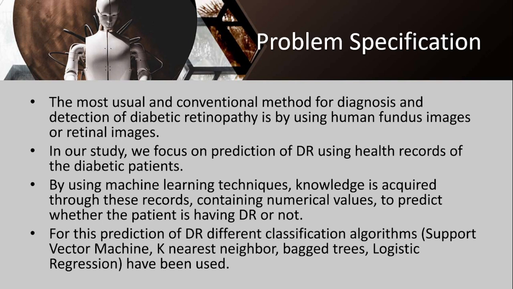Basically, by using machine learning techniques, knowledge is acquired through these records containing numeric values to predict whether the patient is going to have diabetes or not. For this prediction of diabetes, we'll be using a few different classification algorithms: support vector machine, k nearest neighbors, logistic regression can be used. These are a few of them, and we will also be using a few others.